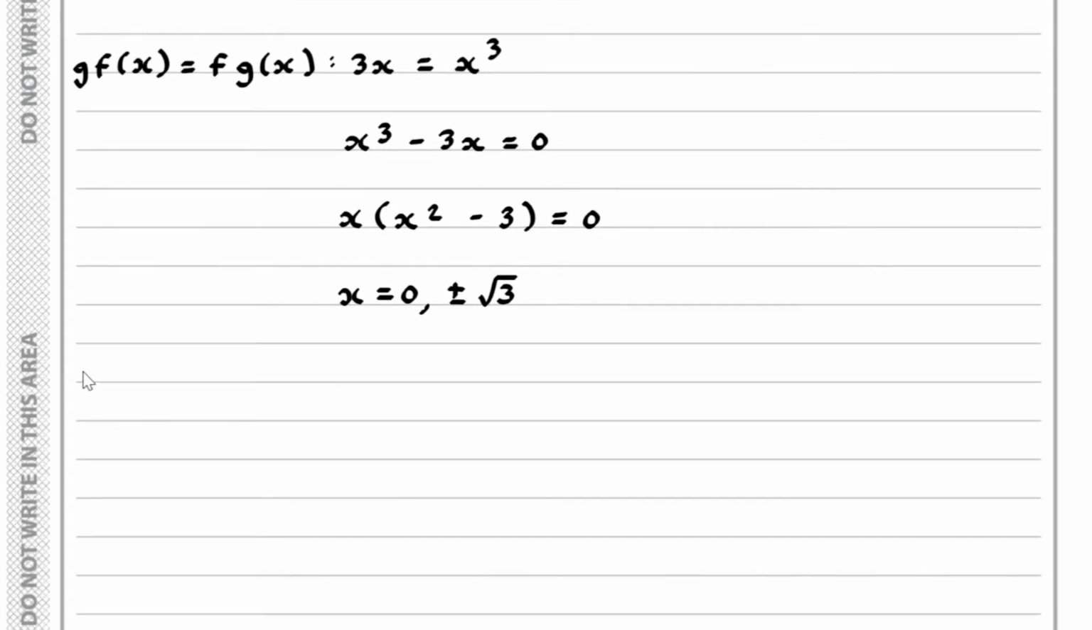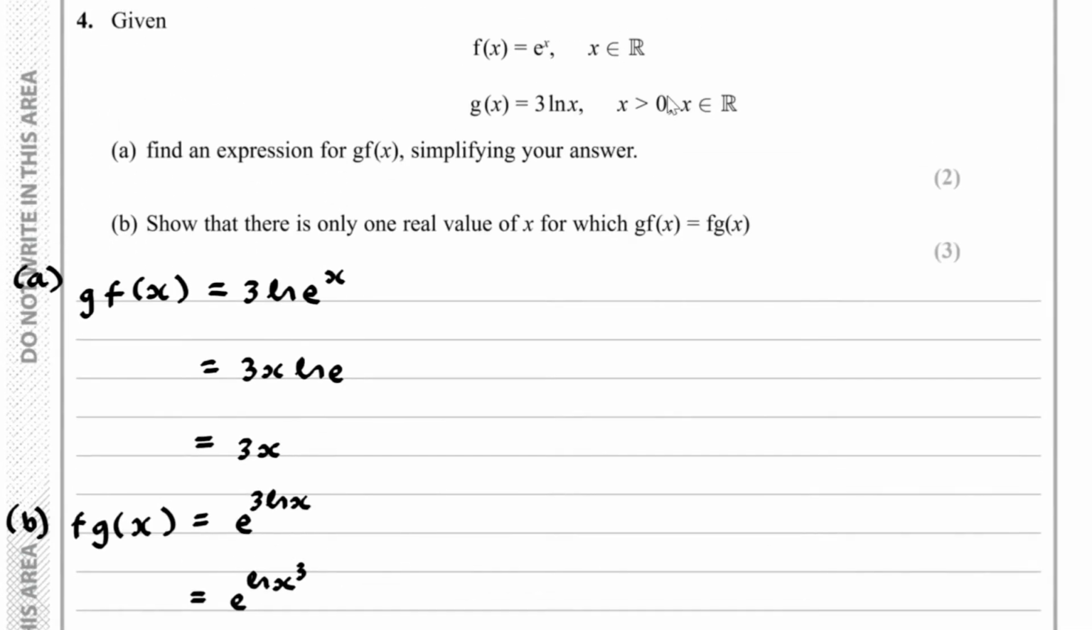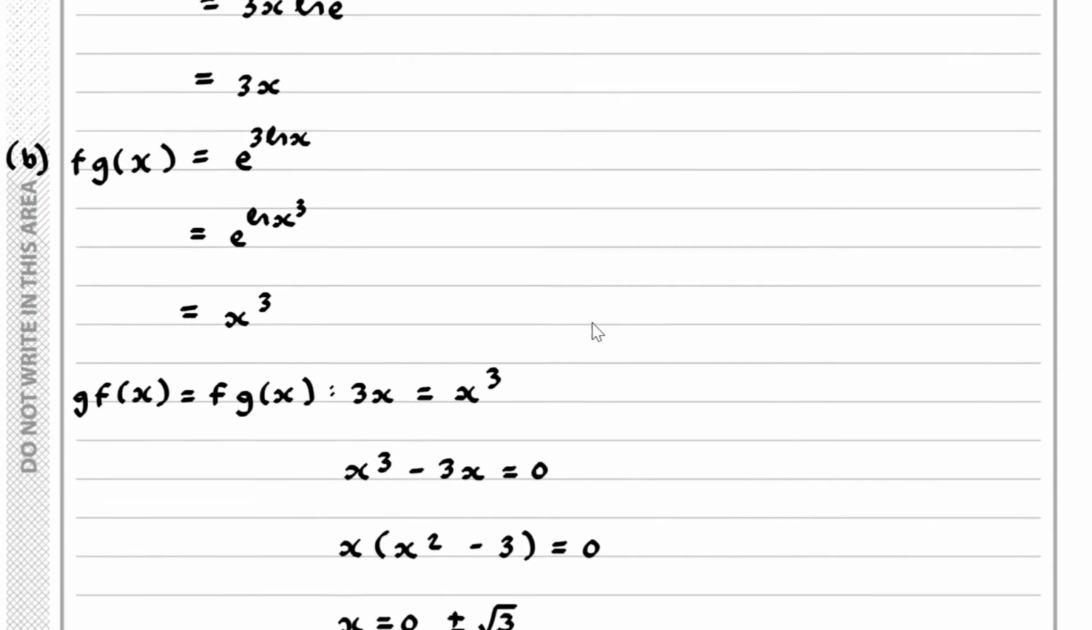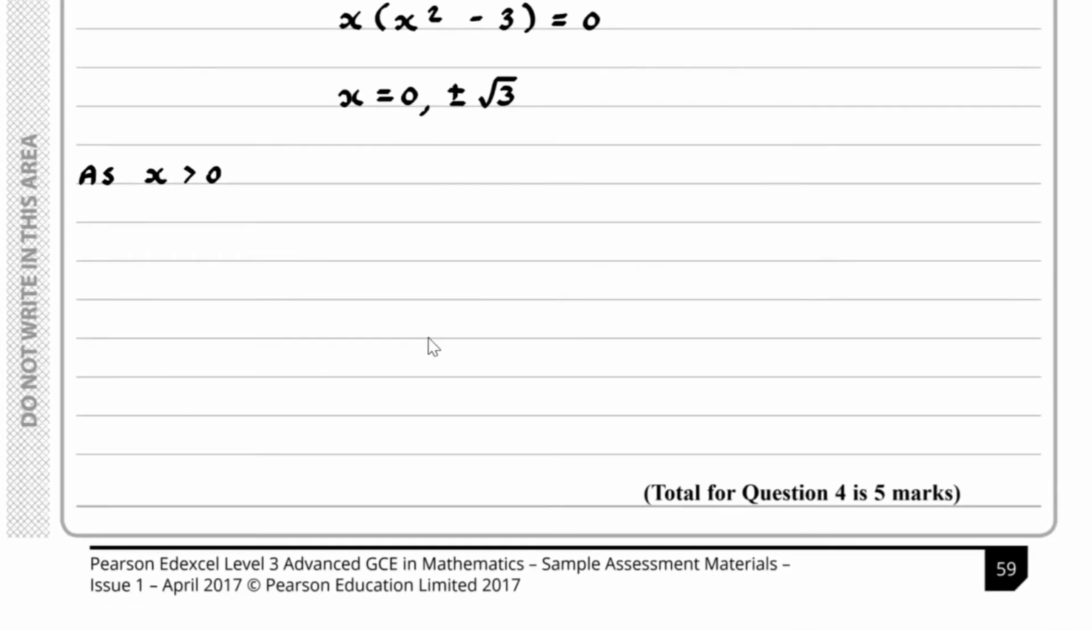Now, because x is greater than 0, we were told that in the question here, what we can conclude from here then is x equals square root of 3 would be the only solution.